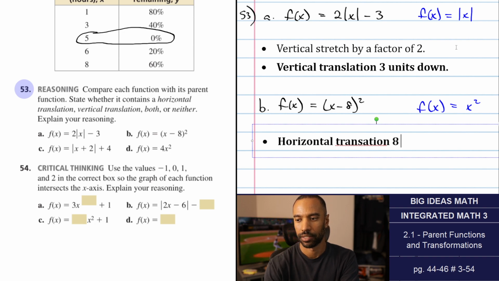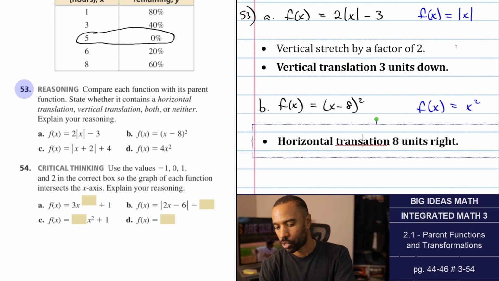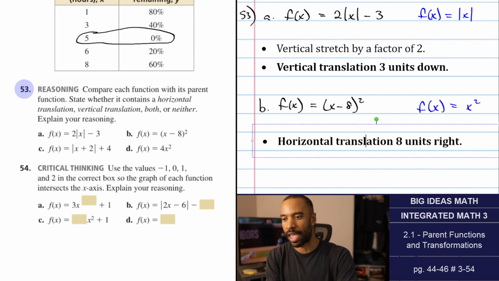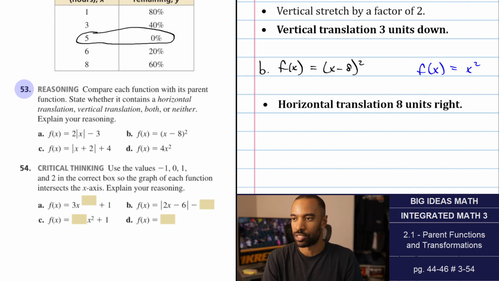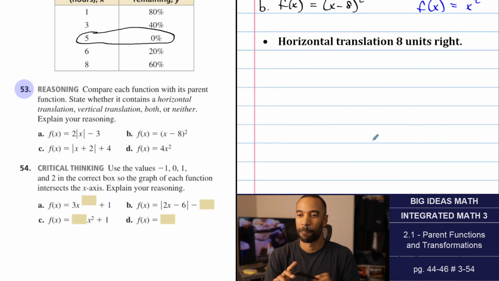8 units to the right. I know I misspelled translation. 8 units to the right. This is due to the fact that I have to substitute 8 in for x to get 0. Something we get to talk about later. I know my explanations aren't great. I'm not going to graph them right now, is all. Part C.